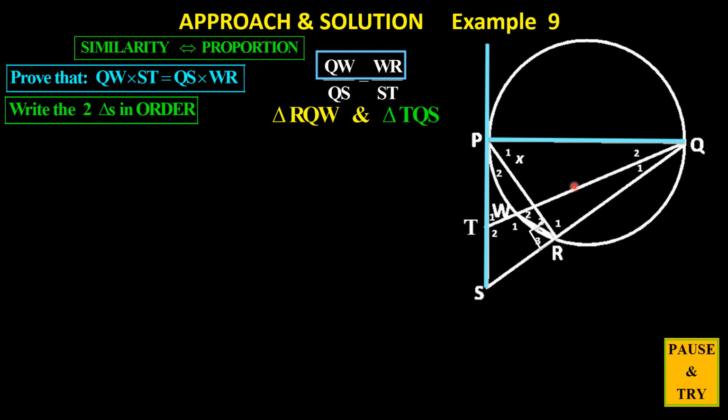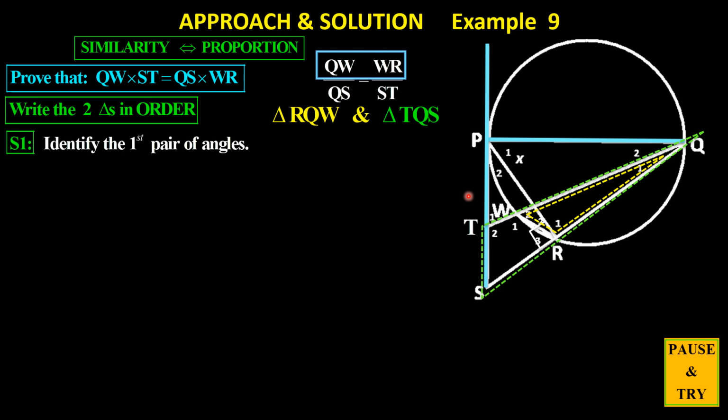Let's just check. There's RQW, let's just identify it, and there's the other triangle TQS. We immediately notice the one triangle fits in the other. Which one? Angle Q1 equal to Q1, the same Q1. We can even see from the lettering there's a Q and there's a Q. So we already have our first step: Q1 equal to Q1 because they are common.